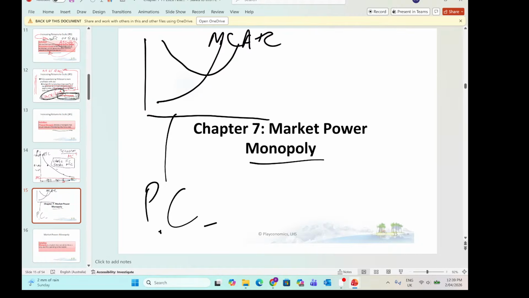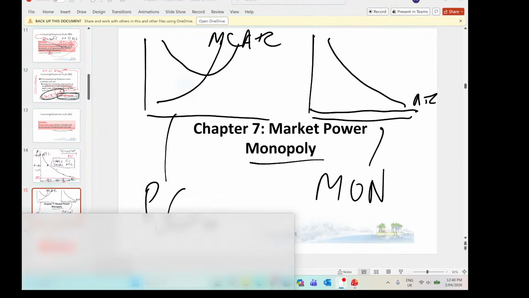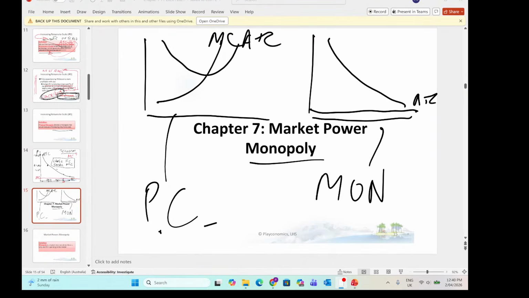But in monopoly, in a natural monopoly, the average total cost curve is looking like this, right? Average total cost. And the marginal cost is looking like so. That's the example in monopoly. So why are they different? Why are the curves different for monopoly and perfect competition?